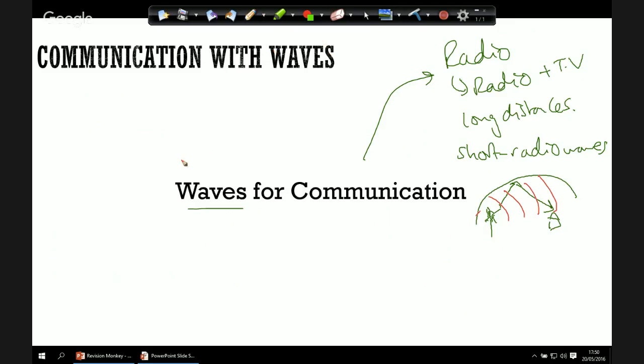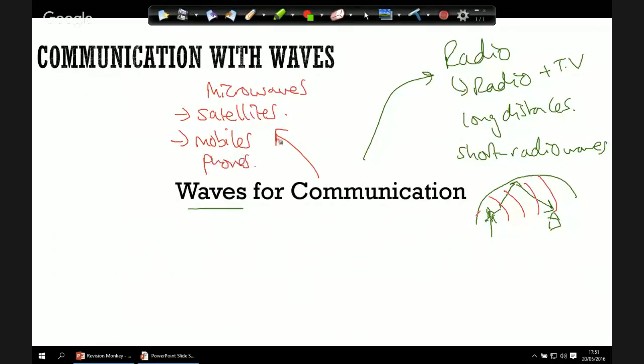With microwaves as well, these are really used for communication. So as well as heating food, they're really important for communication. They are the ones that communicate with satellites. So they are used for mobile phones and GPS signals and things like that. So these will actually go out of the atmosphere and they will communicate with satellites out of the Earth.